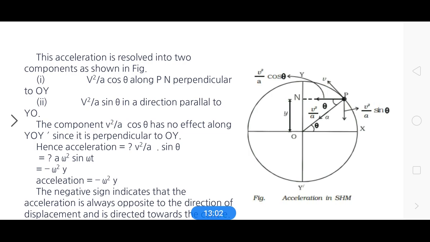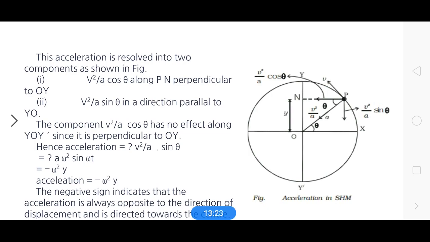Now among the three accelerations, one is acting towards the center and there are two components, v square by a cos theta and v square by a sin theta. But the foot of the perpendicular is making oscillations along the y direction. So among these three accelerations we have to choose the acceleration along the y direction.